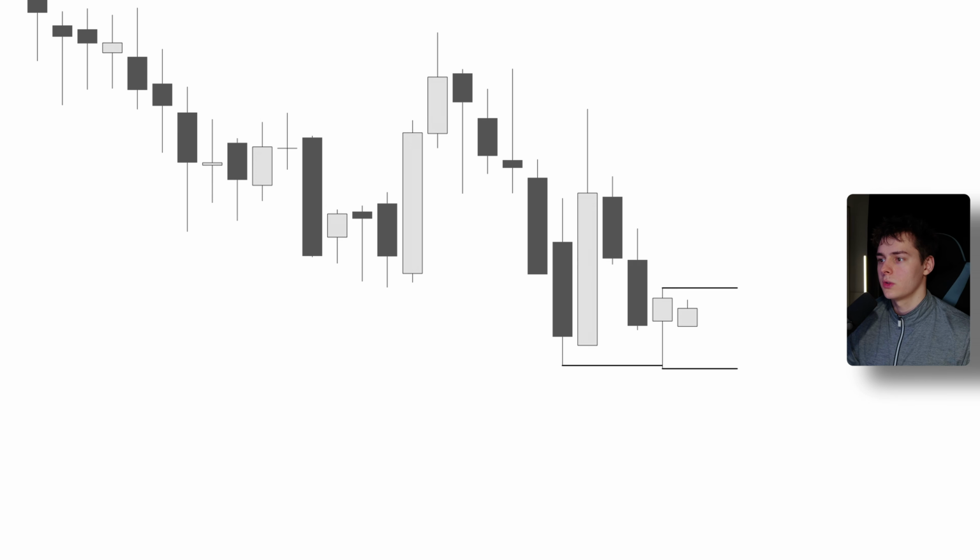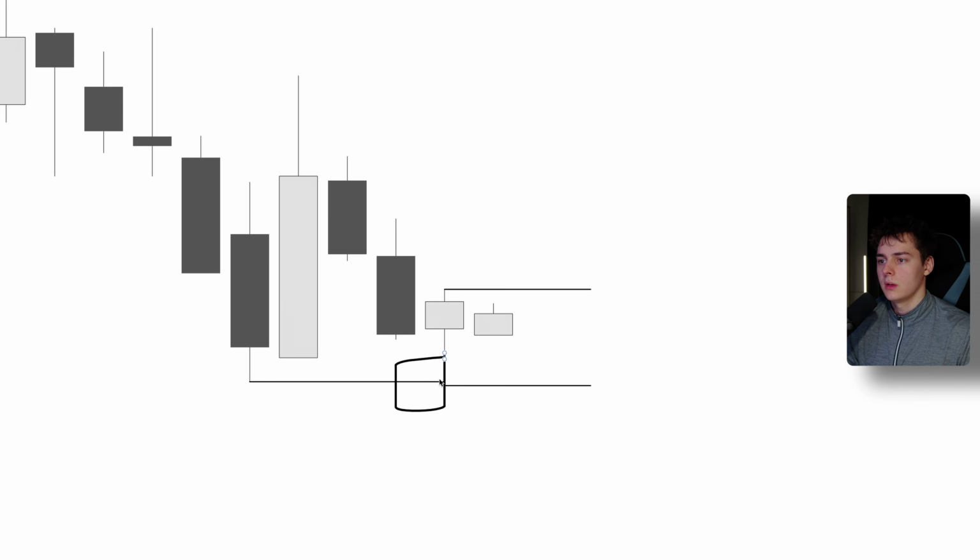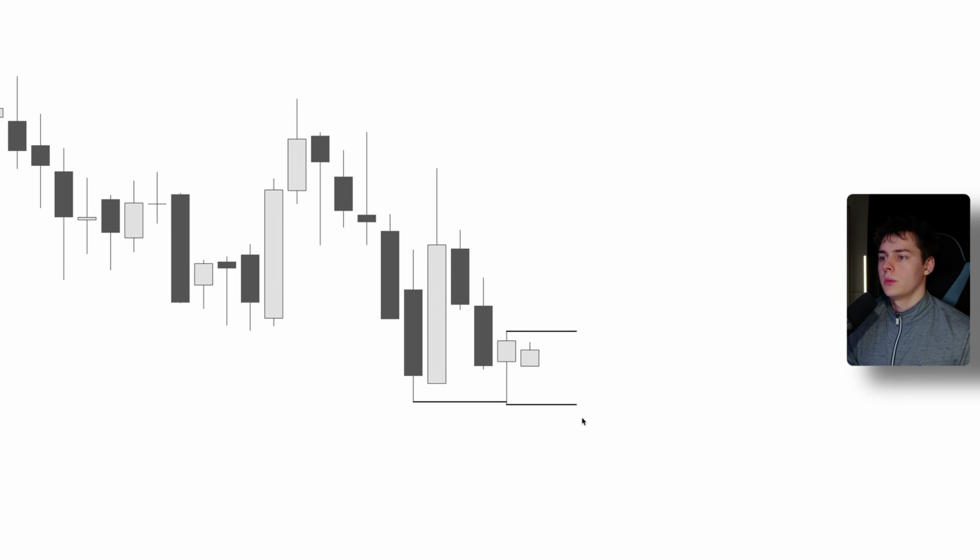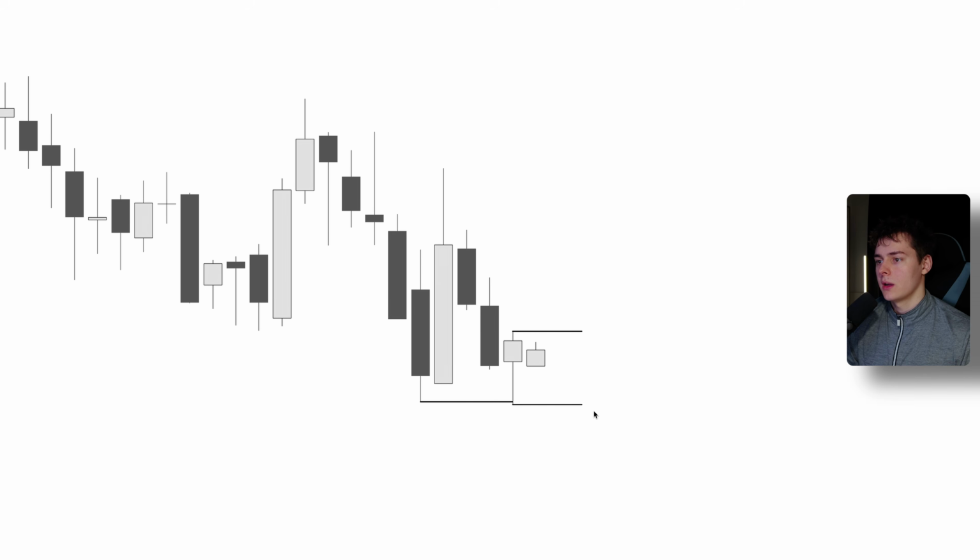Now, I'm going to zoom in for you in case you don't see it, but this low has taken out the previous low. So now this is basically a liquidity raid. From here on, that is telling us that we have taken out fuel of the market to now trade in the opposite direction of the market. This is why context matters so much.